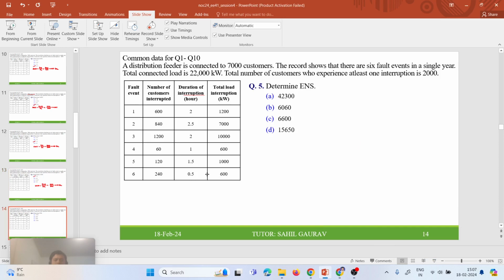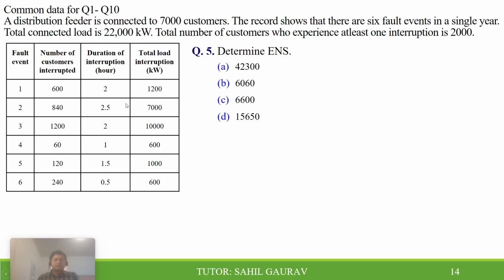Now we have the next term, energy not supplied, ENS. Here we have to do a little bit of calculation, and this term is very important for power distribution planning. Energy not supplied is sigma L average I Ri. Whatever the load interrupted, we multiply with the duration of interruption; that amount of energy the utility did not supply.